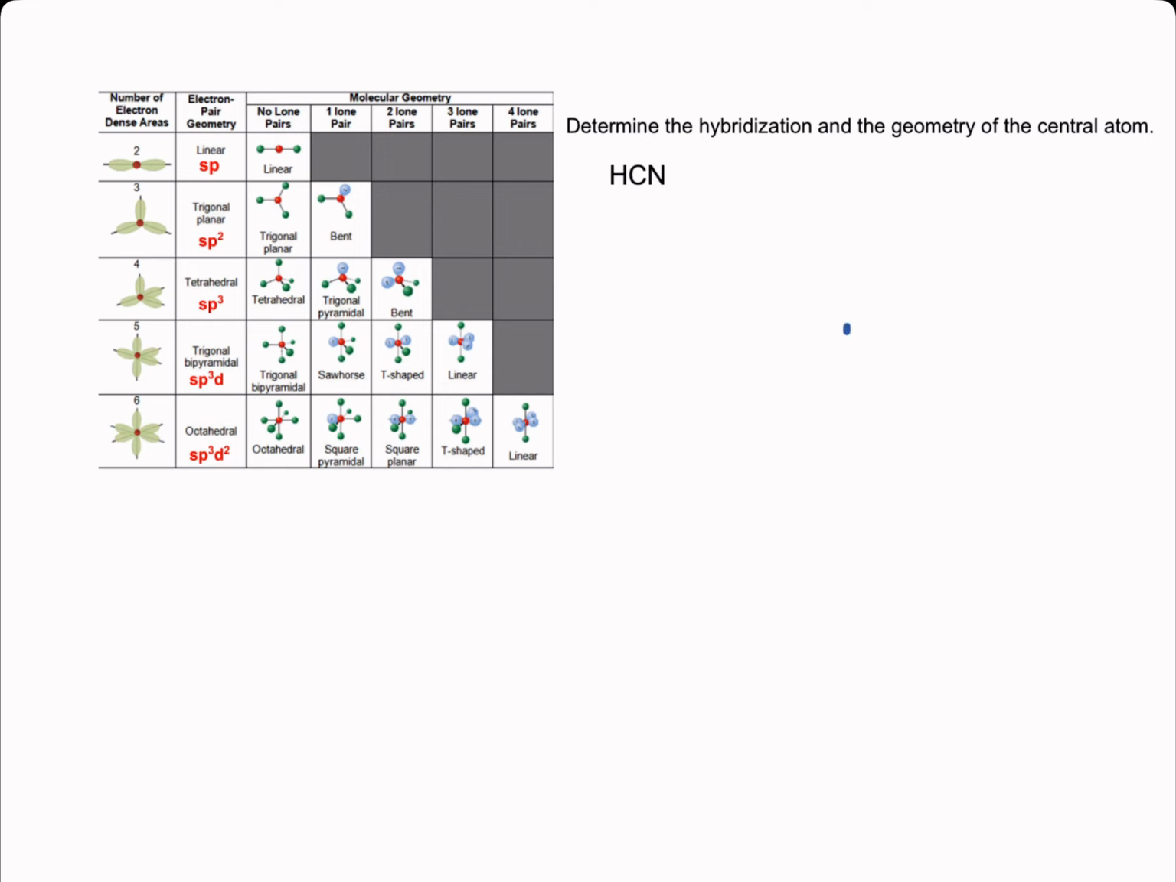Determine the hybridization and the geometry of the central atom in HCN. So we always want to start off with the Lewis structure. And we want to examine the central atom. We want to determine the steric number. So around carbon, there's 2 electron groups, and that correlates to steric number 2, which means it has an sp hybridization.